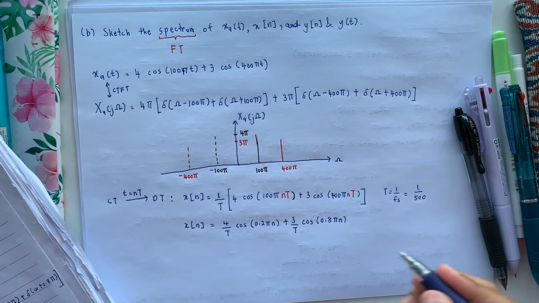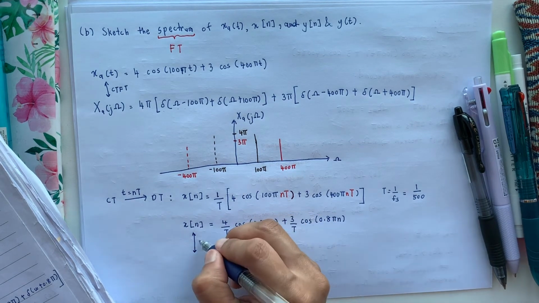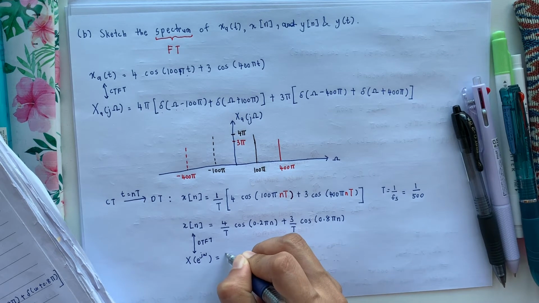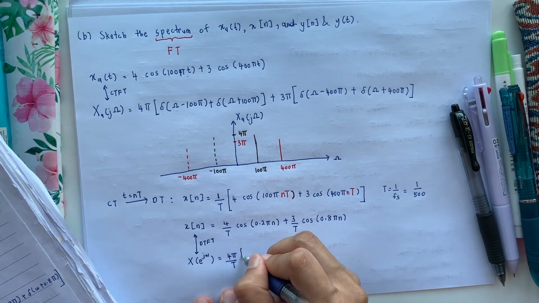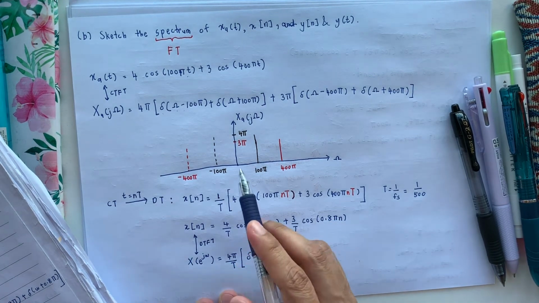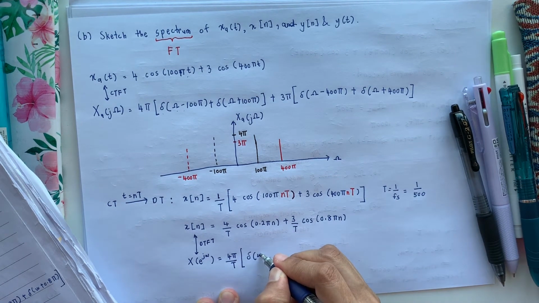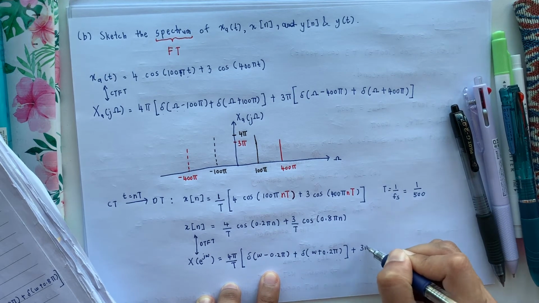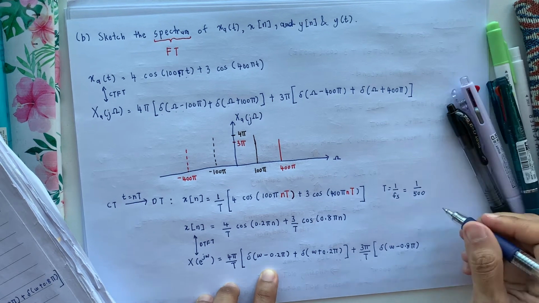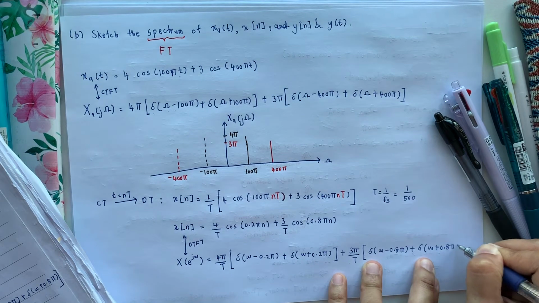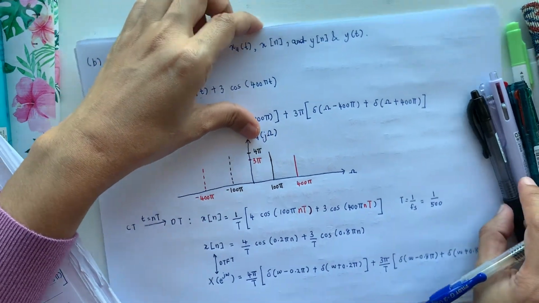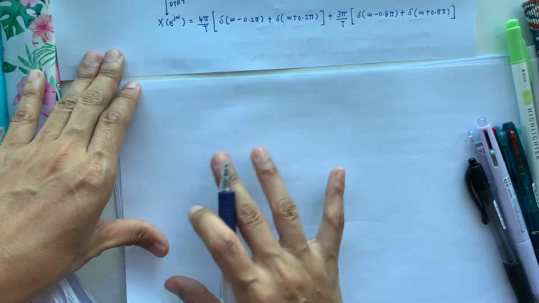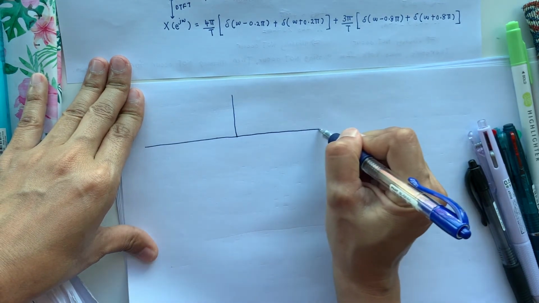Okay, next you have to sketch the spectrum. For you to sketch the spectrum, you have to determine the DTFT of s[n], which is X(e^jω) equal to 4 pi over T delta. Instead of using capital omega, now in DTFT you have to use small omega minus 0.2 pi. Next, you need to sketch the spectrum of X(e^jω). Again, don't forget to label your graph.